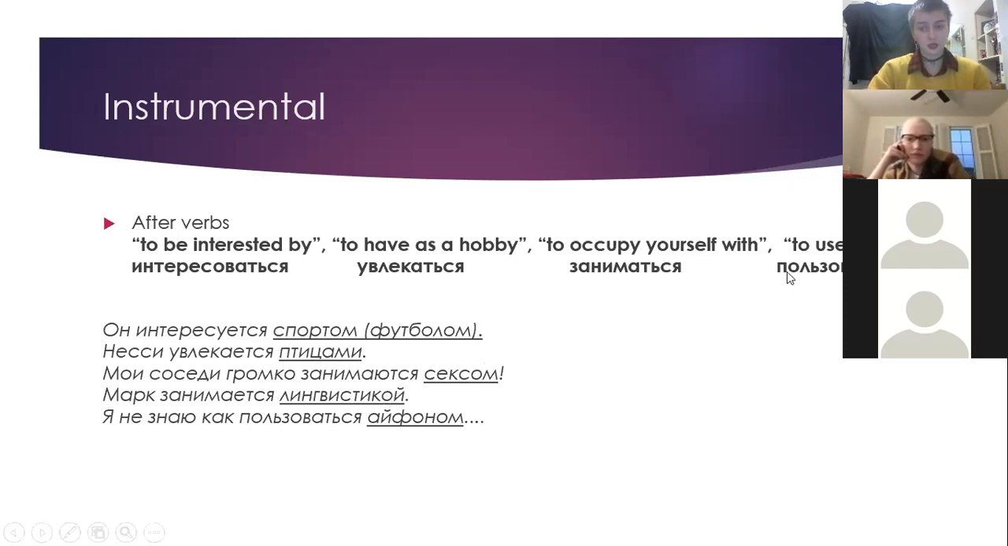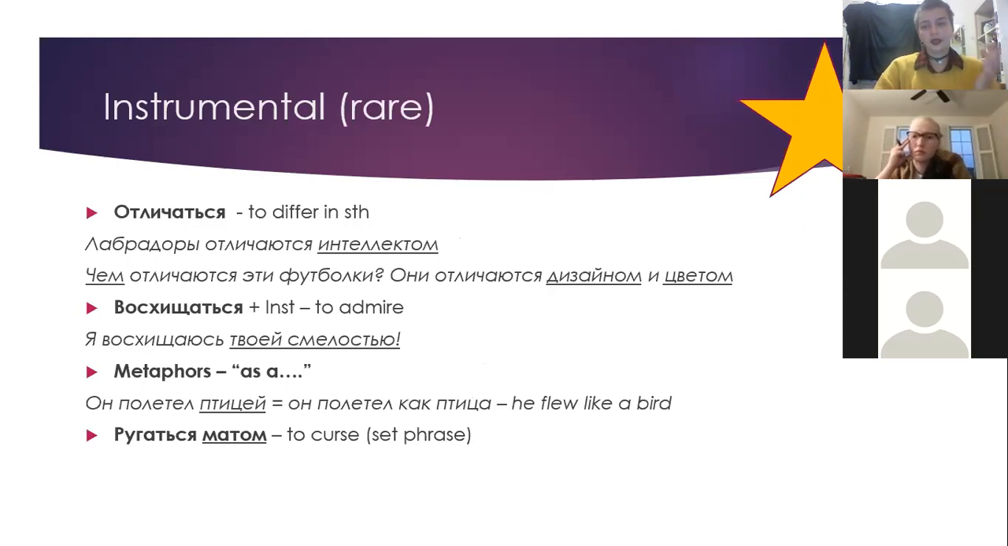That's also instrumental. Пользоваться, to use. Я не знаю, как пользоваться айфоном. Also instrumental. So these four. And again, here under little asterisks, under the star, less used, but also instrumental. Отличаться, to differ in something or to stand out with something. Labradori, it's a kind of a dog, Labradors. Отличаются интеллектом, are remarkable by their intellect, are different from other dogs by their outstanding intellect.